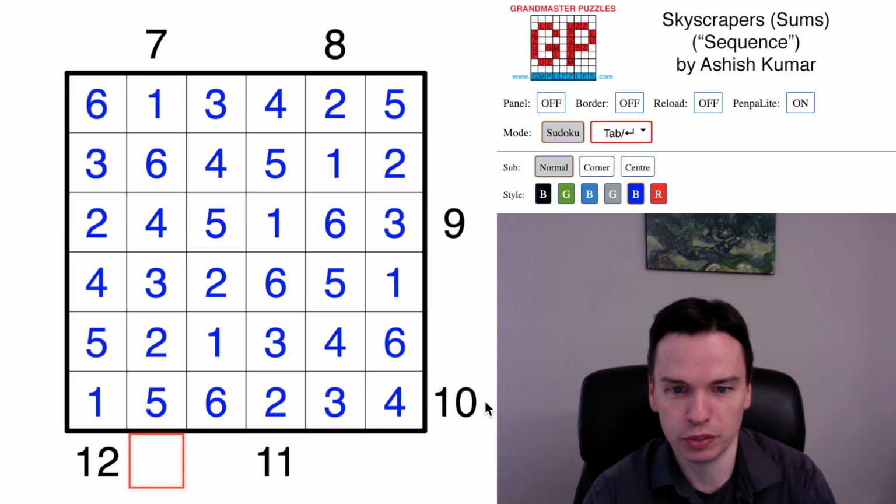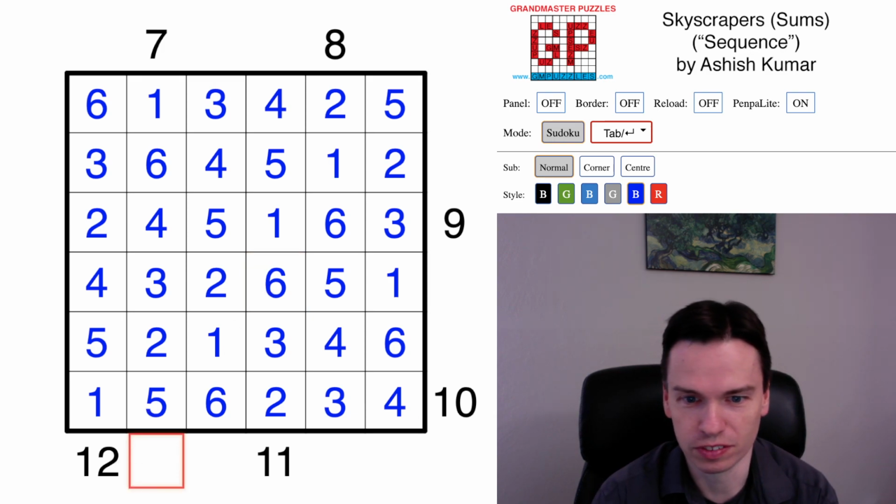So through this video, I hope you got some sense of how to combine some constraints with skyscraper constraints and solve this really fun puzzle from Ashish.